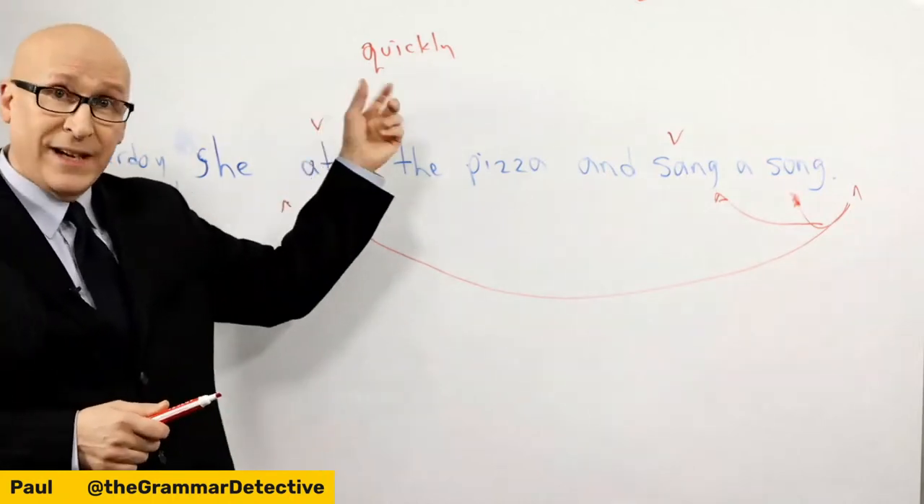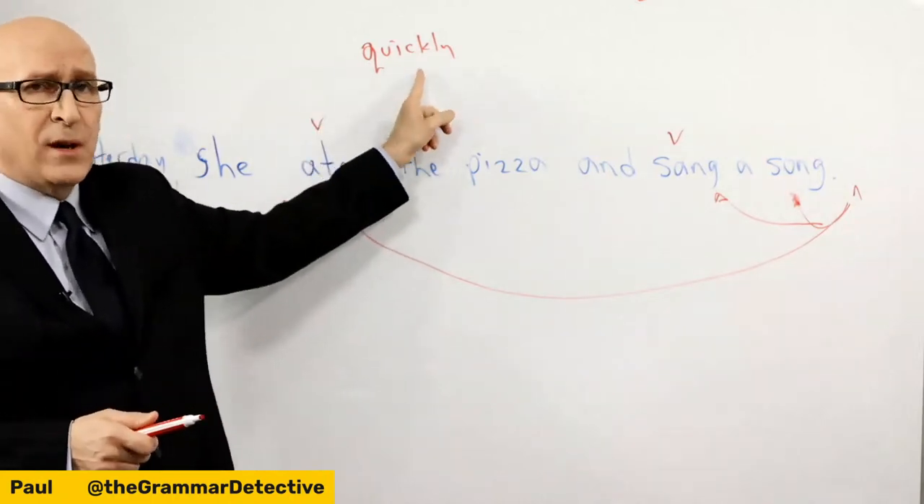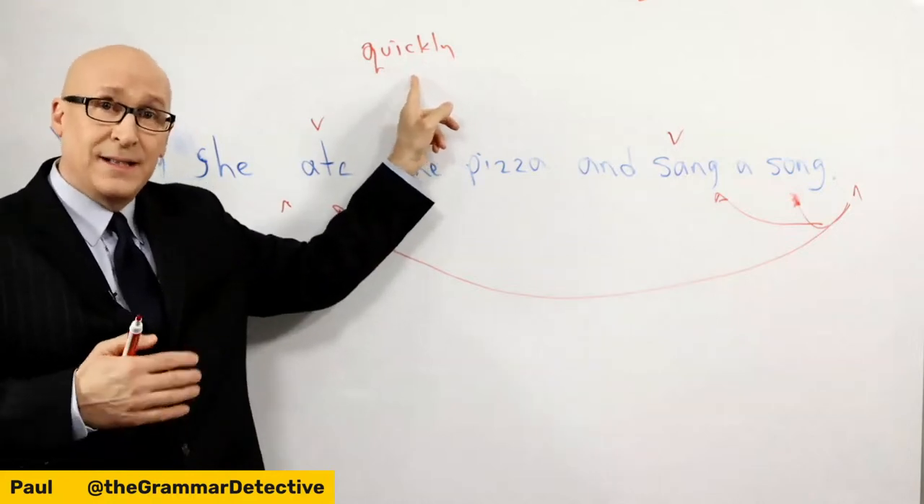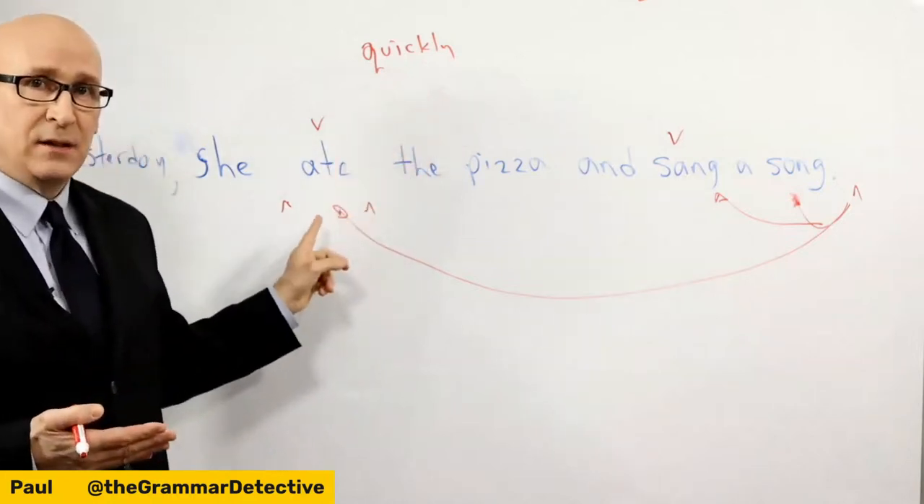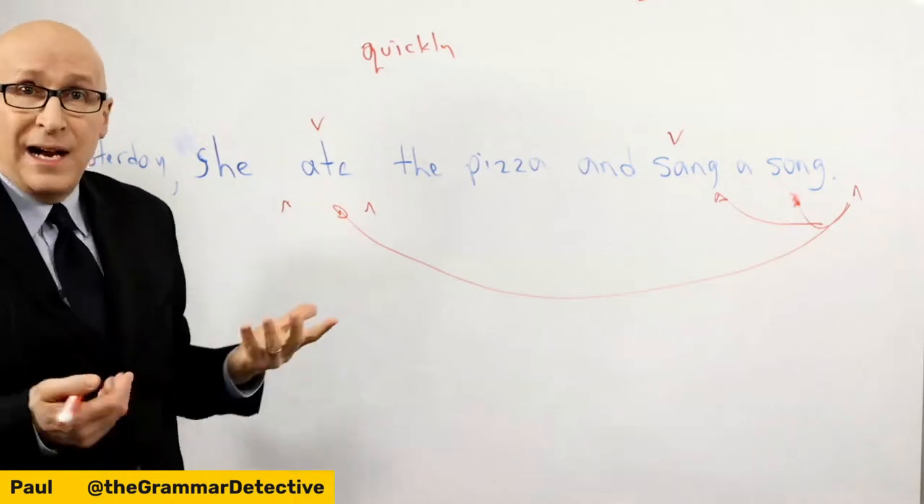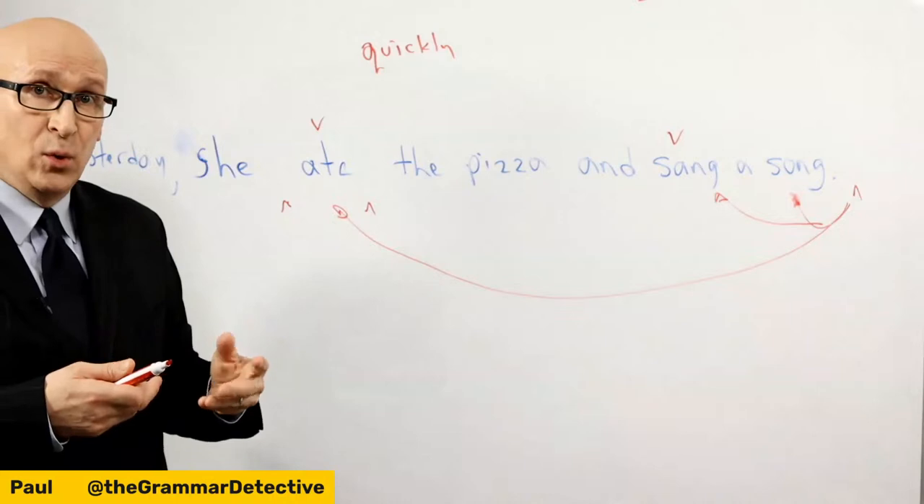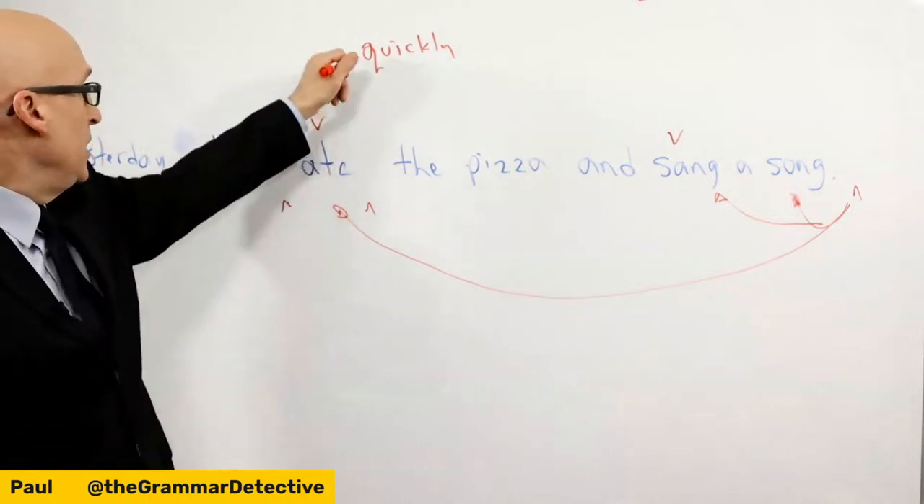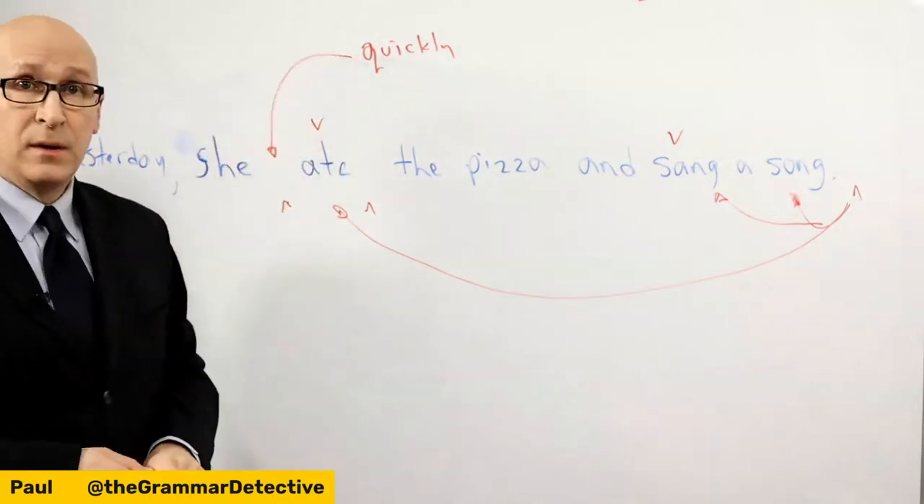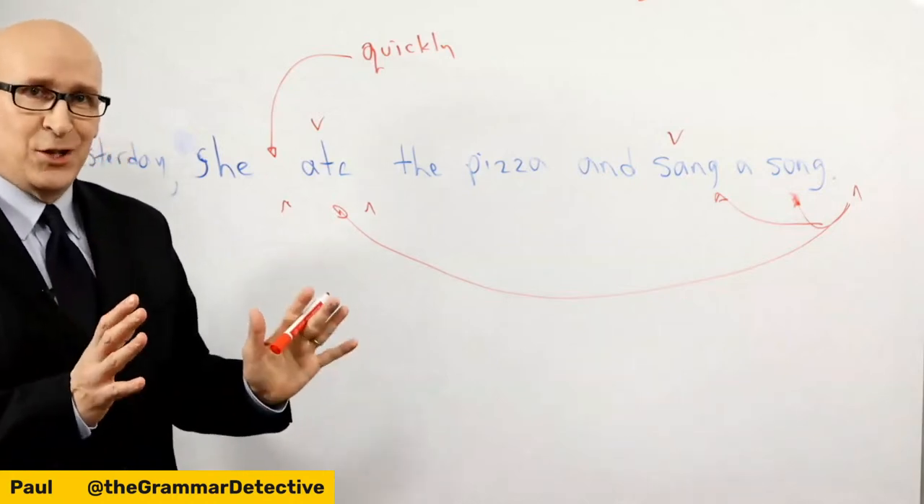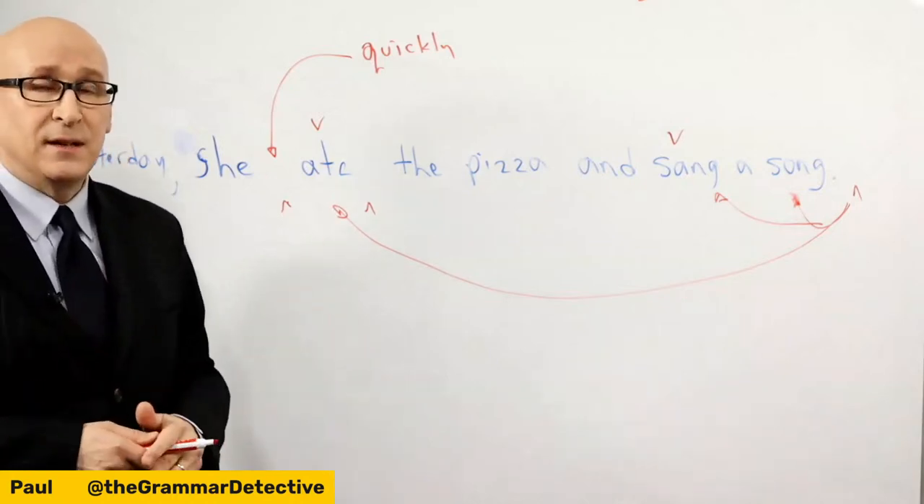Now, there are more particular rules. This is what we call an adverb of manner. It tells us how we did an action. In what way? She ate it. How? Quickly. Okay? And adverbs of manner have different rules. So, usually they go in front of the verb. Not always, but they should. She quickly ate the pizza.